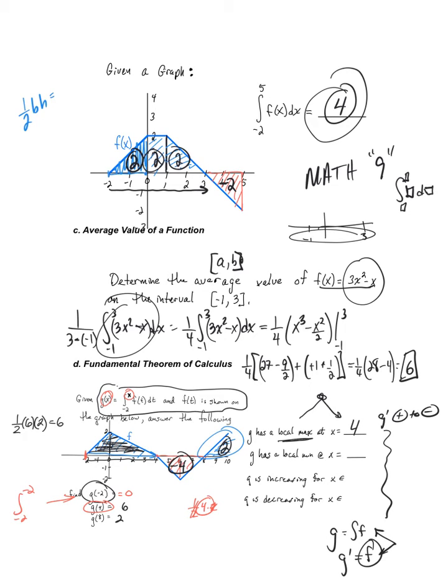Now, a local min, that's where we're going to go from a negative derivative to a positive one, and that's going to happen here at 8, because the derivative of g, which is these y values of f, goes from negative here to positive there.